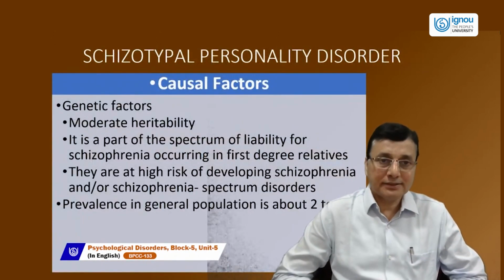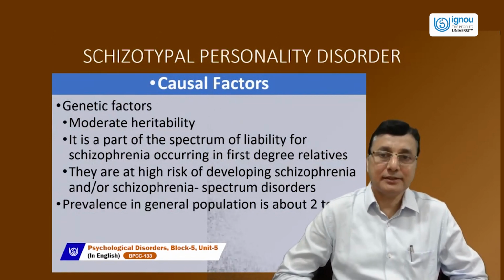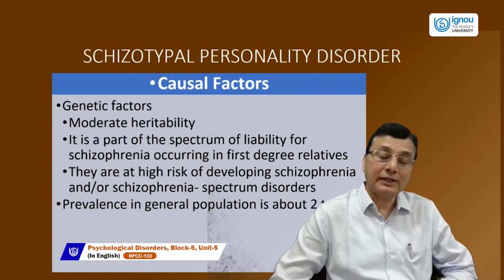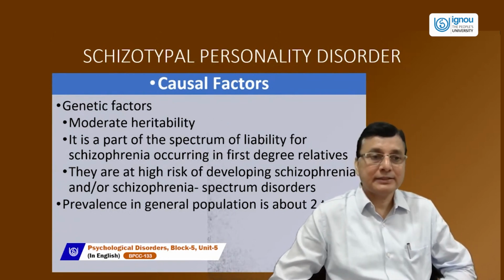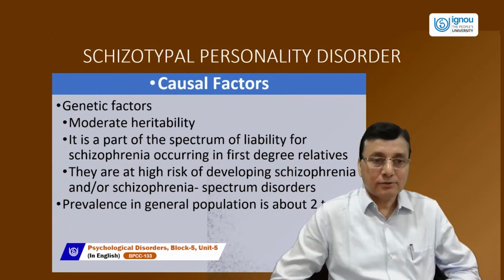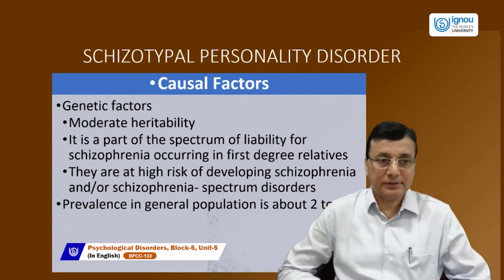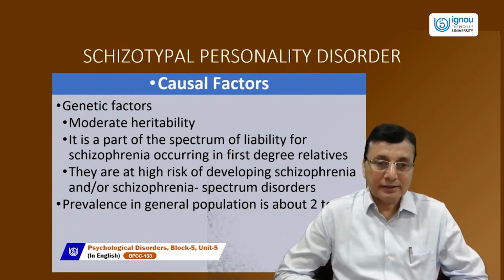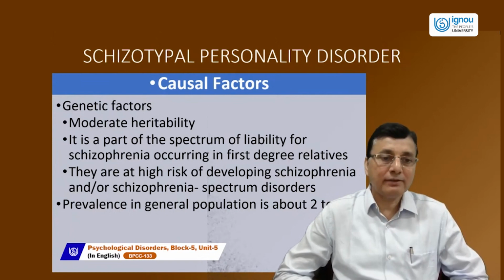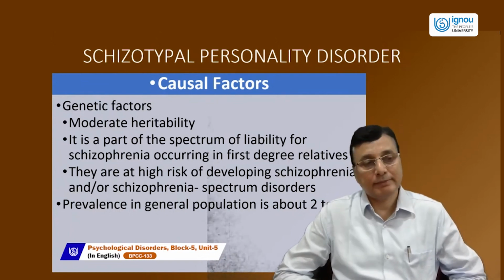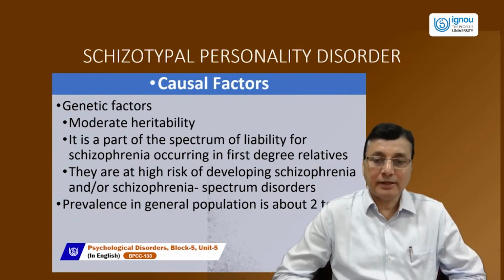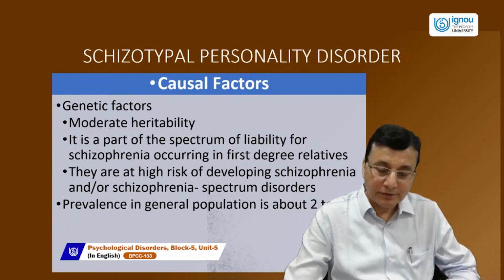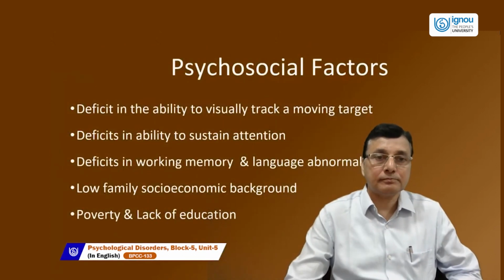So let us see the causes of schizotypal personality disorder. Genetic factors play a very important role in all cluster A personality disorders. It is a part of the spectrum of liability for schizophrenia occurring in first degree relatives, and they are at high risk of developing schizophrenia and/or schizophrenia spectrum disorder. Prevalence in the general population is about 2 to 3%. So in our country, 2 or 3% is a huge amount.